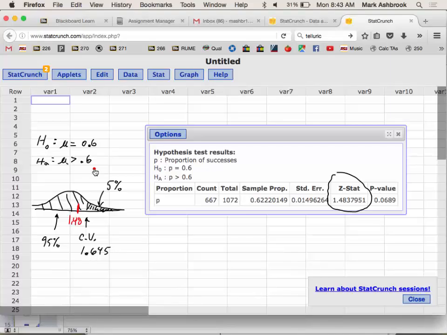Although our data gave us a little bit greater than 60%, it wasn't enough greater than 60% to say conclusively that more than 60% of people prefer chocolate ice cream. Okay, so here's the game plan.